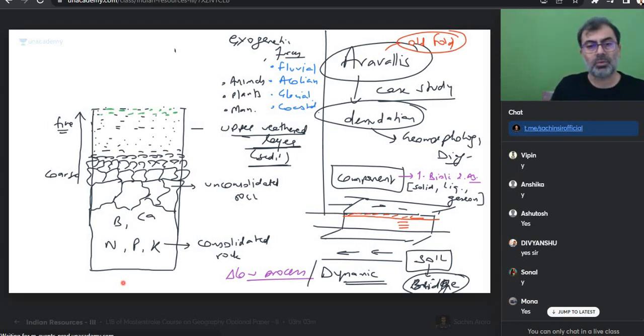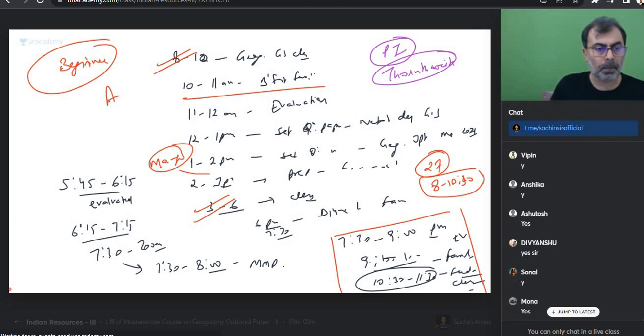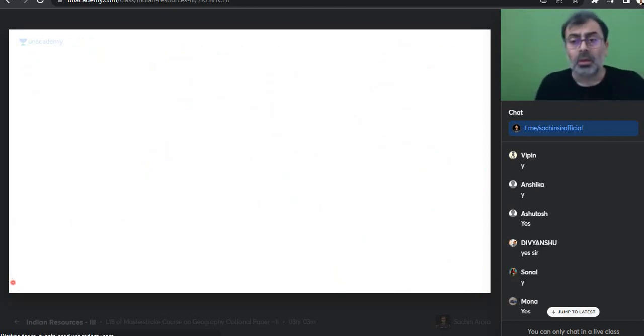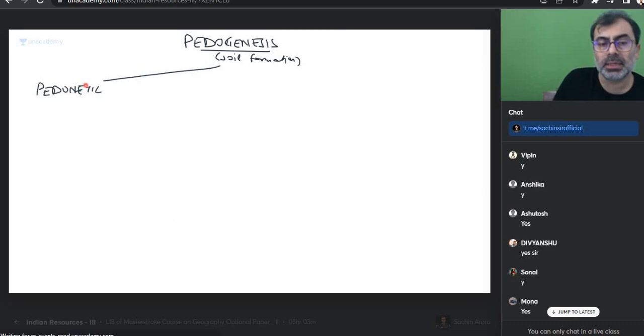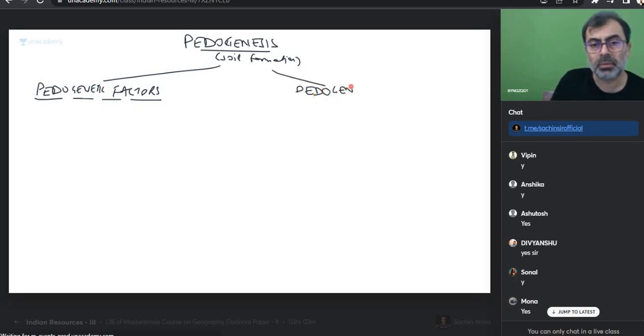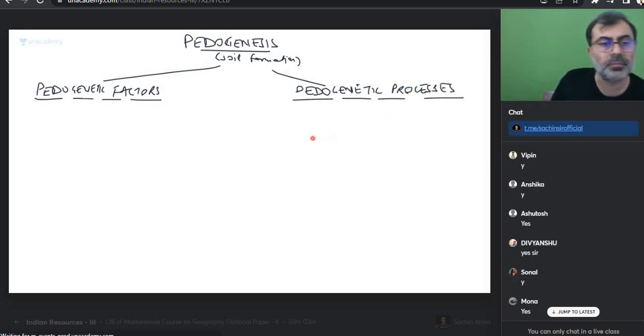So let us take you a little more into how soil is formed. Soil is formed through a process which is called pedogenesis. Pedogenesis, or soil formation, is a result of pedogenetic factors and pedogenetic processes. Factors as well as processes.